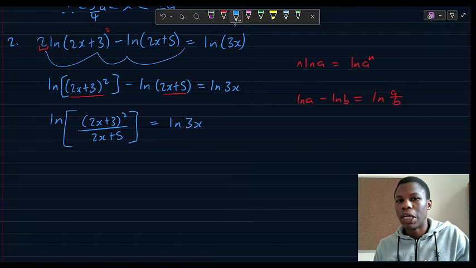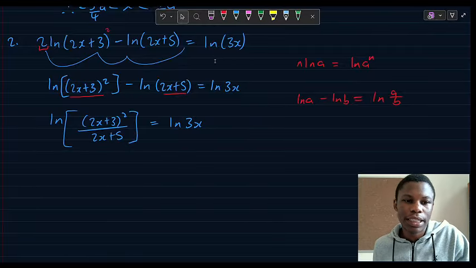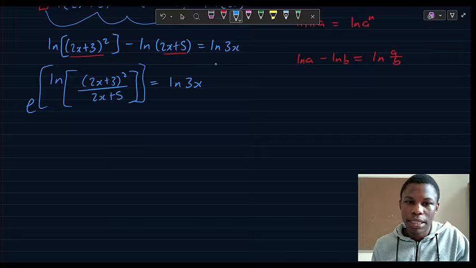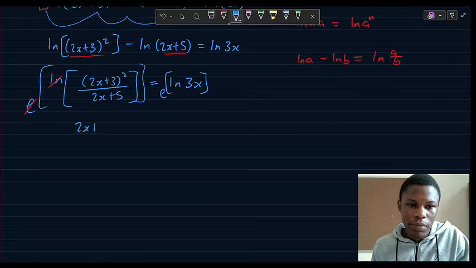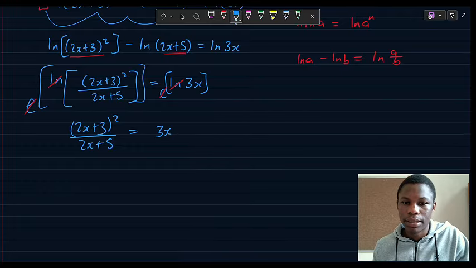Now that we've got one logarithm on either side, we can apply the exponential function to cancel out the ln. So it becomes e of this whole thing is equal to e of this whole thing. So the e cancels out the ln, and so you only end up with (2x plus 3) squared over 2x plus 5, and this is equal to, again, the e cancels out the ln, it's equal to 3x.